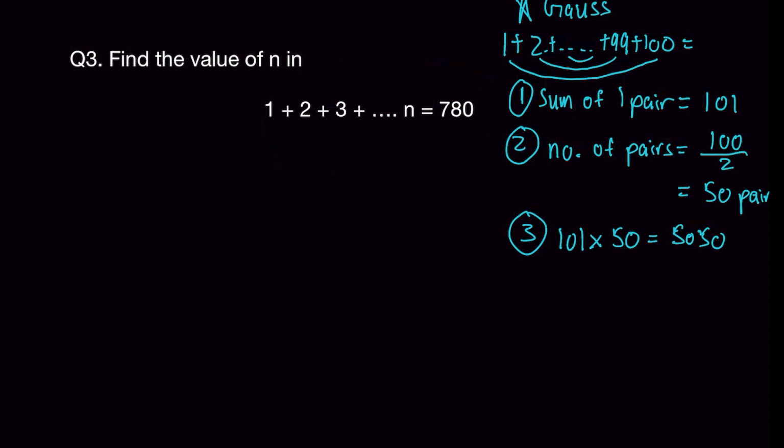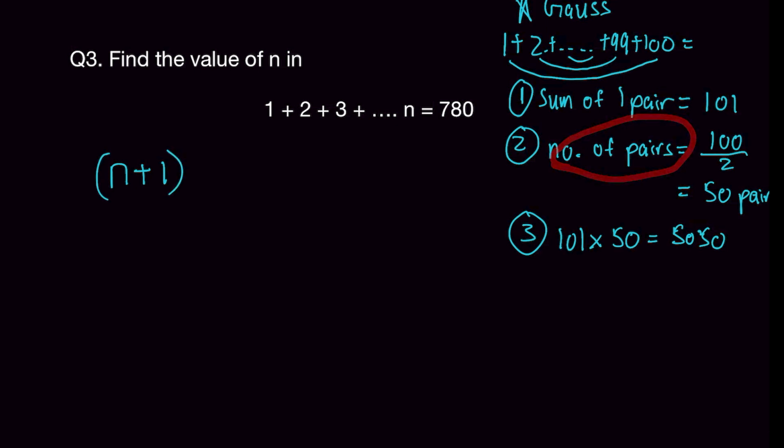The first thing we want to do, same thing, is to take the sum of a pair. Like we said just now, we can take the first and last number and add them up together, and that is the sum of one pair. So we have n plus 1. The next thing we want to do is find the number of pairs.